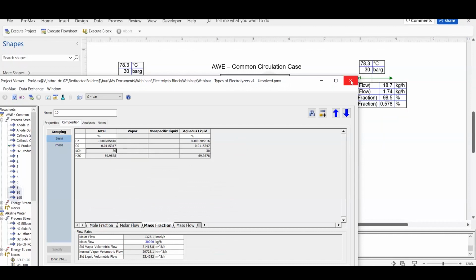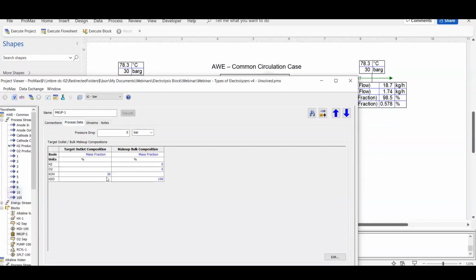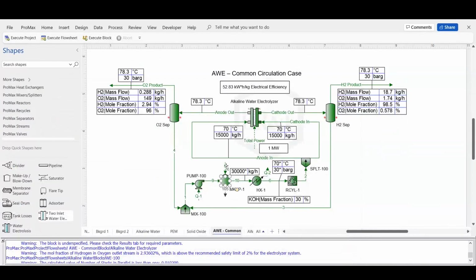KOH composition. So this is a makeup blowdown block, just like you've seen in our amine sweetening units, except here we're trying to target 30 weight percent of KOH, and we're going to let the rest of the added volume be supplied by pure water. So this is how we bring in the water that we've lost due to the electrolysis reaction. And we can also lose some water to saturate the vapor phases of these two vapor products.